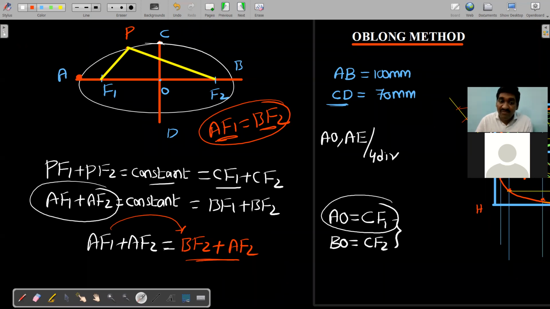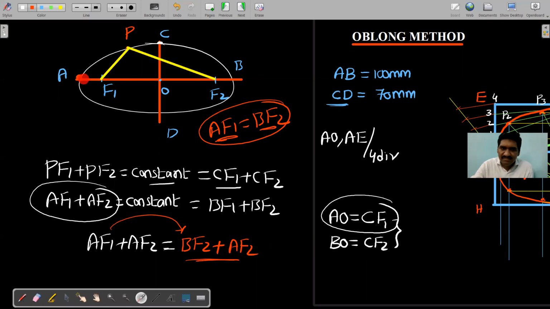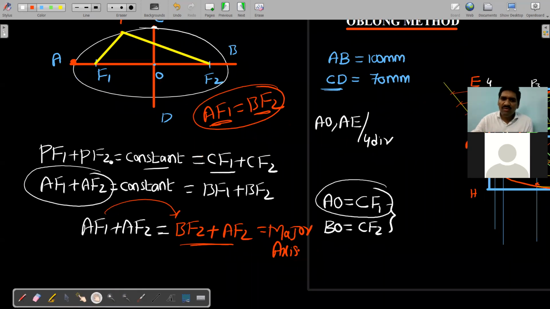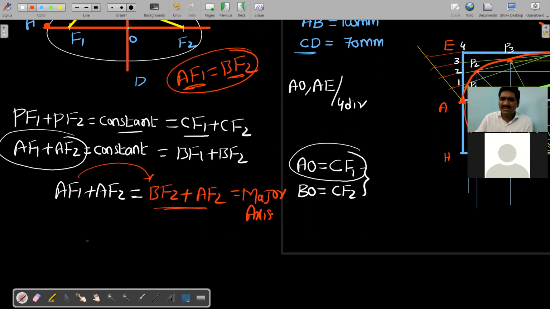What is AF2? AF2 is from where to where? AF2 means this. This is actually AF2. What is BF2? This is BF2. Again I am repeating: AF2 means from here to here, BF2 means from here to here. Can I say this total value will become the total major axis or not? It becomes the total major axis. So now tell me all of you, what is the major axis value? Nothing but simply you can take it as AB.